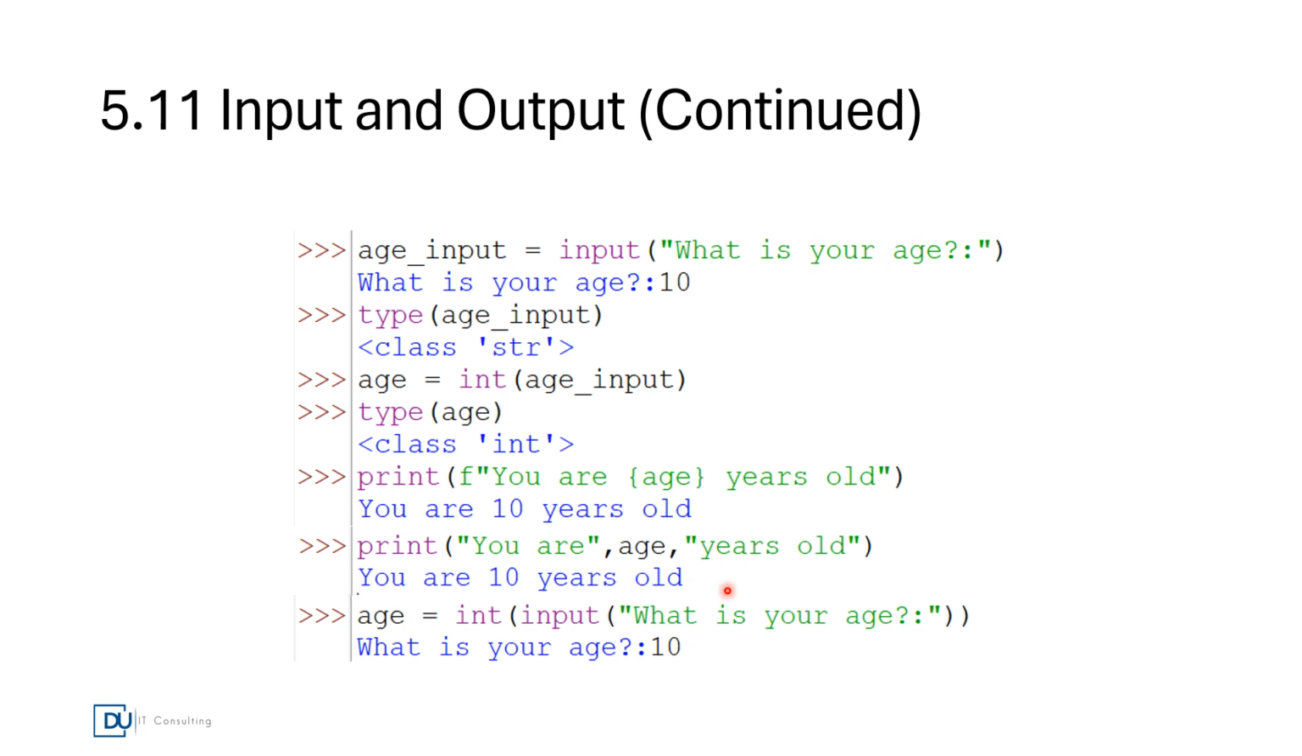Now we can also reduce the number of lines in the input and typecasting by writing it in a single line. So age is equal to int of, which is a function, and then we are calling another function, input, and within that function we are providing "what is your age". So now the effect is the same. The only thing is we are reducing the number of lines.